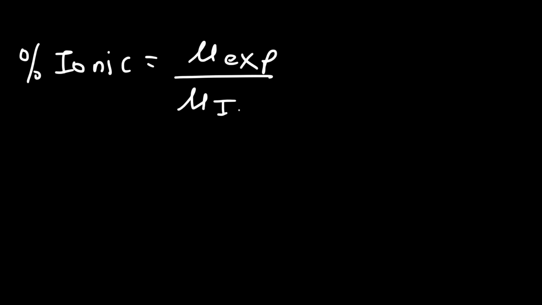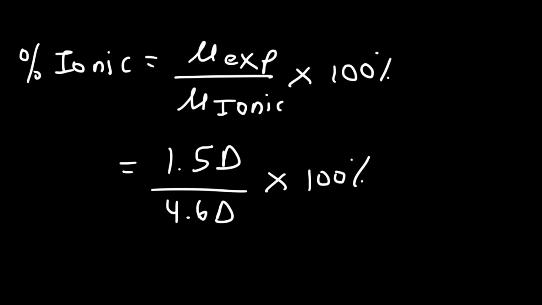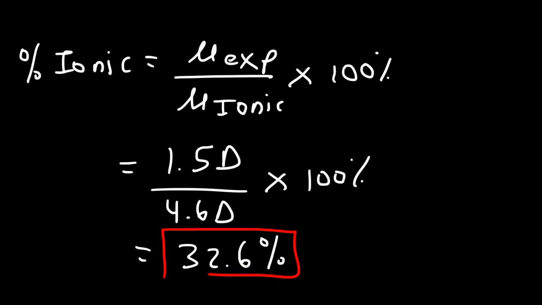So the percent ionic character is going to equal the experimental or the observed dipole moment divided by the dipole moment if there were pure ions, times 100%. And so that's going to be 1.5 debye divided by 4.6 debye times 100%. And so I got 32.6%. So that's the percent ionic character of the OH bond based on the information we were given.